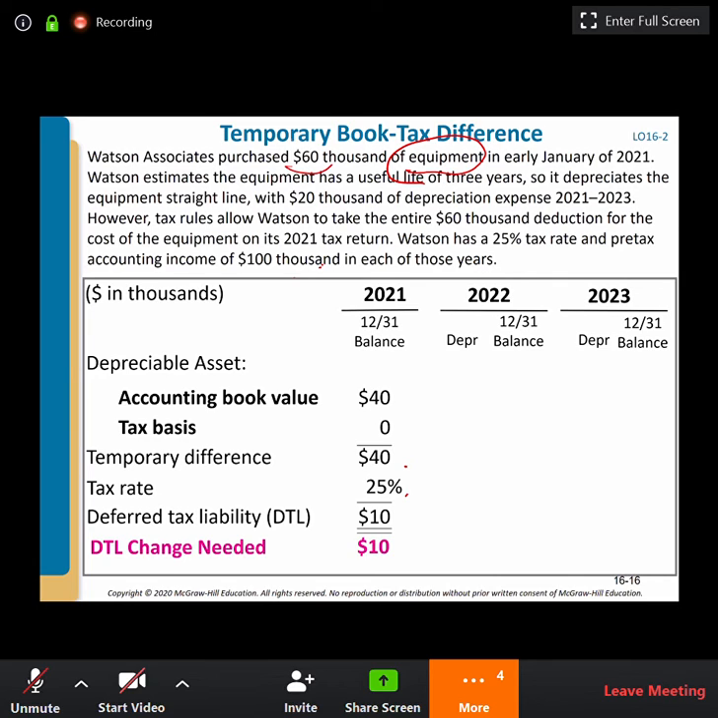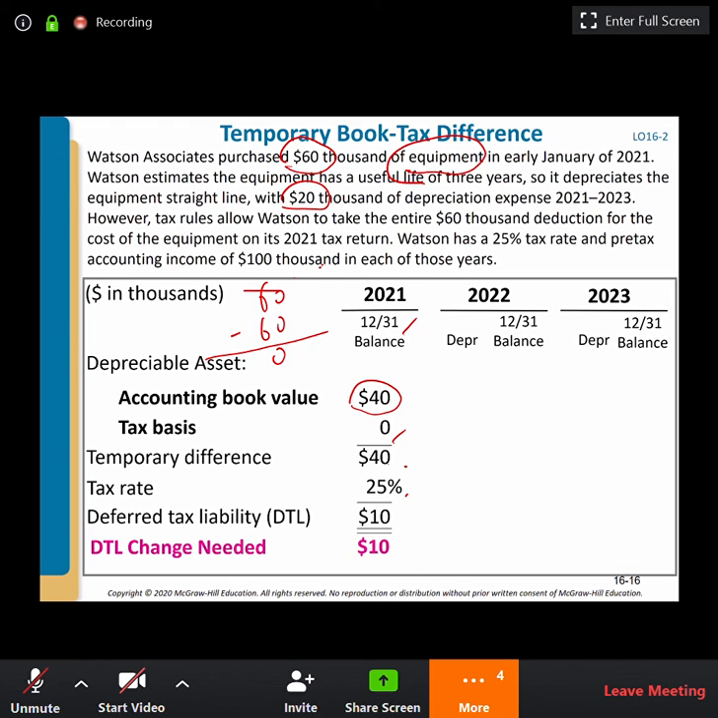So its cost is 60. Remember, depreciation expense is 20. That's why the accounting book value at the end of first year should be 40. But tax basis, guess what? It's 0, because 60 minus 60, you have 0 balance. The whole 60 will be deducted. So that's why you have tax basis 0 balance.